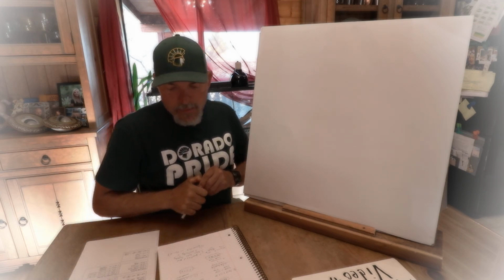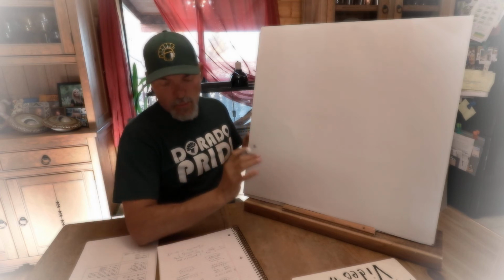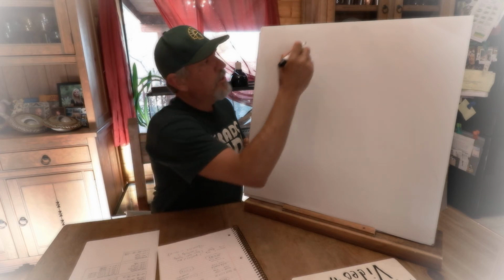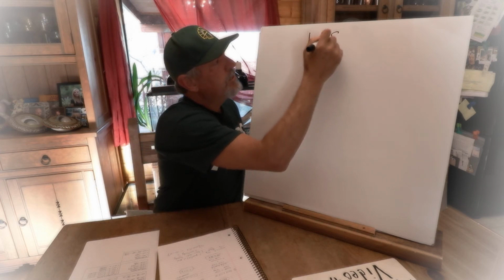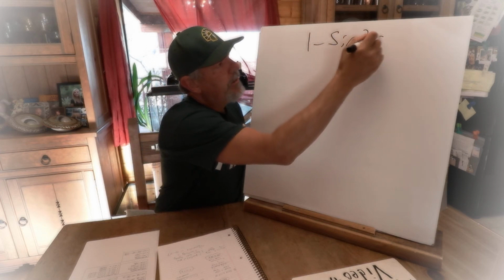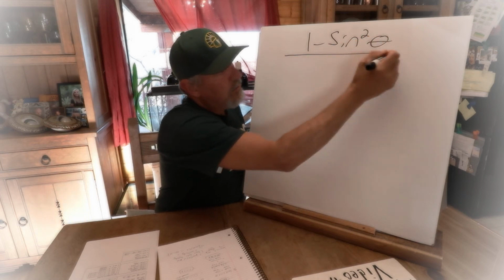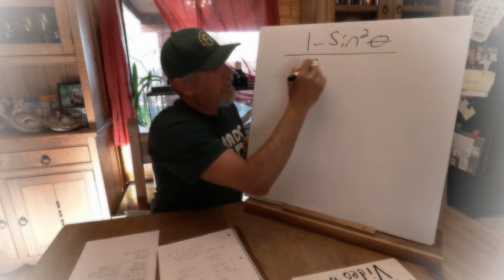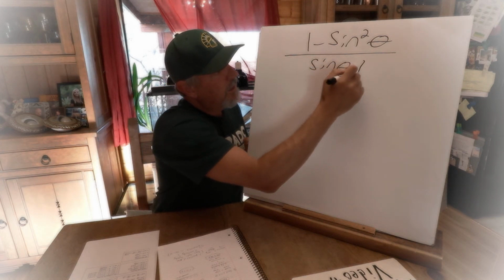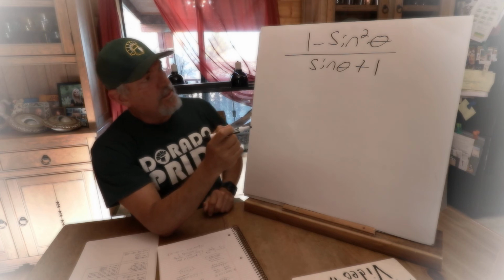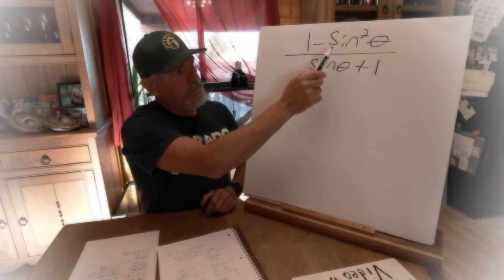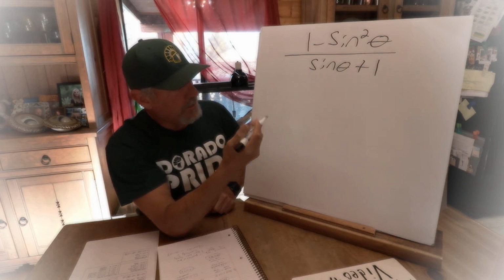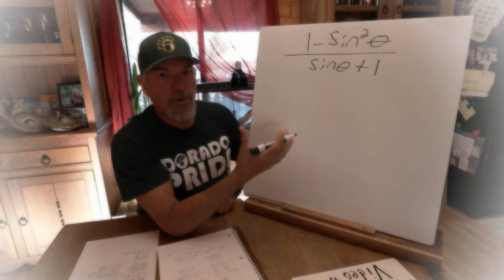So the last example, it looks more complicated than the first 3, but you're going to see that it simplifies pretty easily. So I have 1 minus sine squared theta all over sine theta plus 1. So 1 minus sine squared theta looks like one of the Pythagorean identities on your paper. And you could actually match it with one of them.